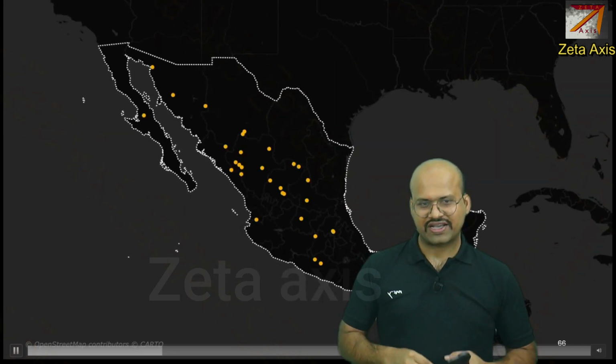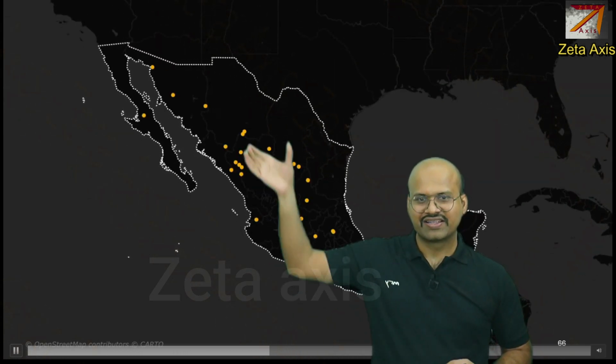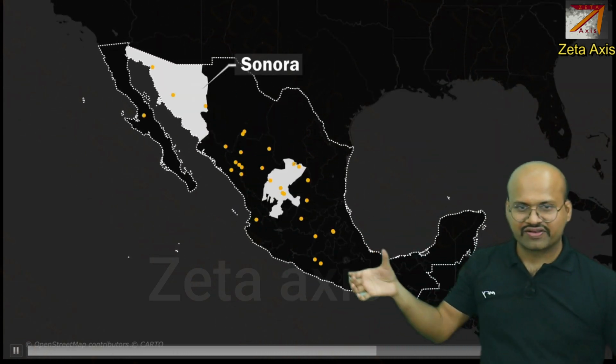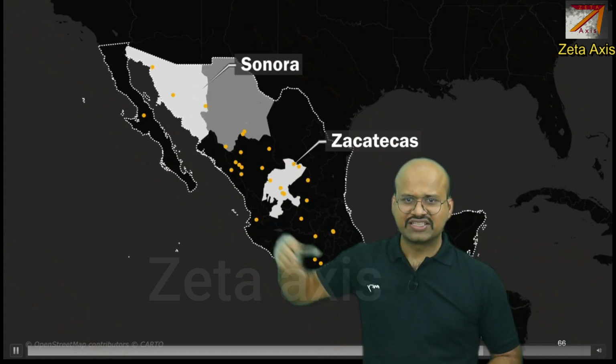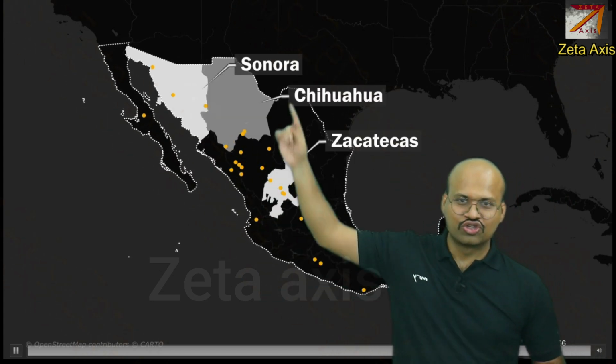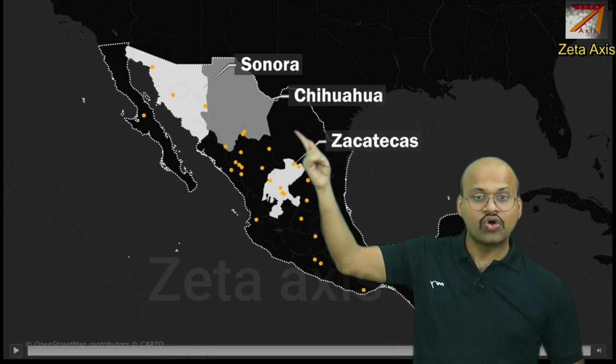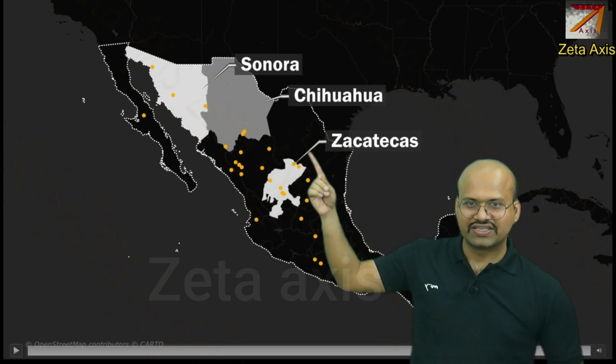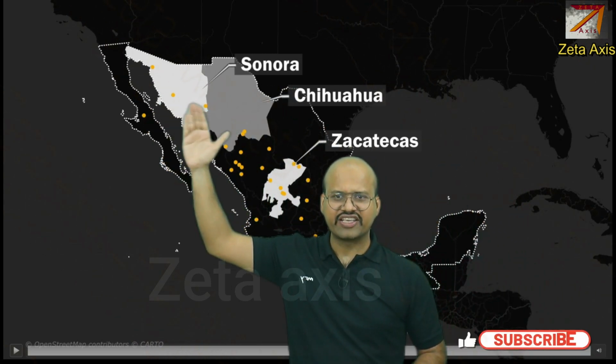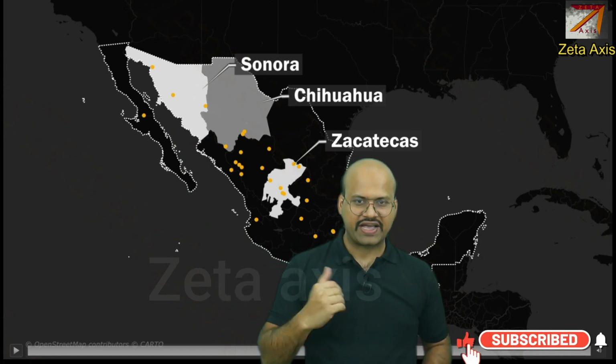Now moving on to Mexico, we will see that the gold producing regions are within the central region. And the states which produce gold are Sonora, Zacatecas, and Chihuahua. This is a desert region. So we can see that Sonora is the highest gold producing region of Mexico.